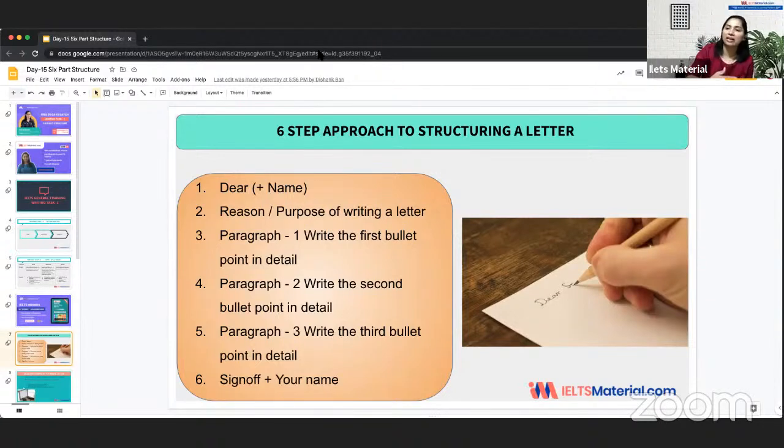Again, there is another criterion in writing the names. If you take a formal or semi-formal letter, write your first name as well as your last name. But when you take an informal letter, you can write only your first name. That's completely fine.